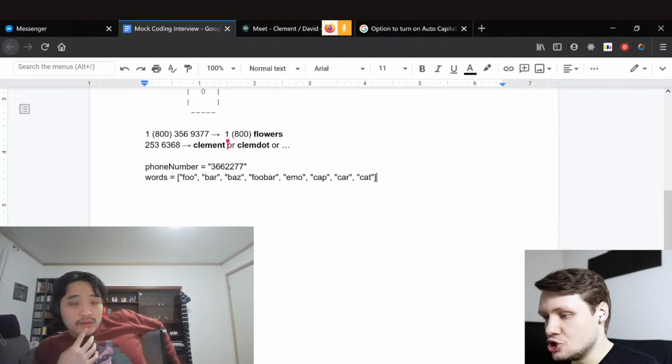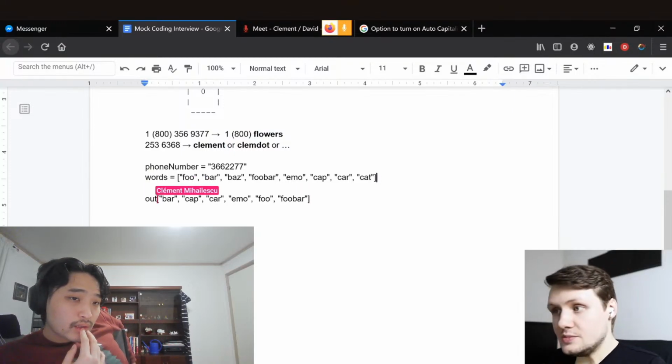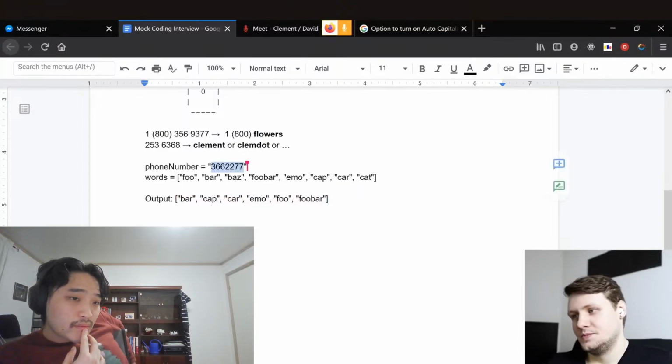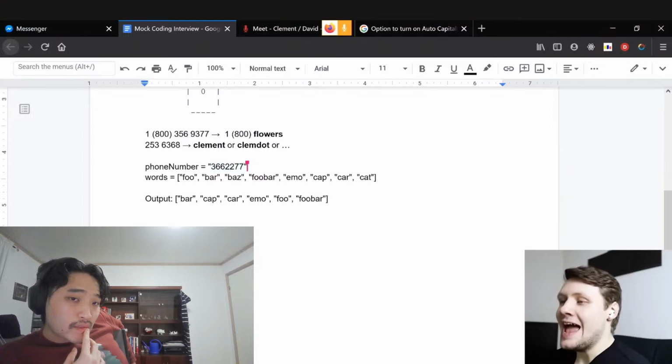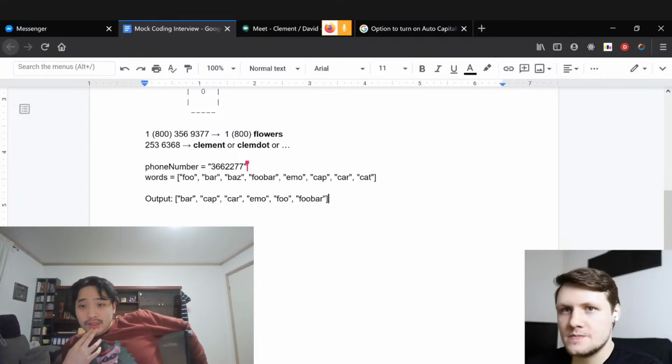And so for this particular input, you would return something like this, because these words here happen to be in this phone number. So I'm looking for ones that occur anywhere in the phone number, right? Any substring, like any continuous range? Yes, continuous is the keyword there. I see.